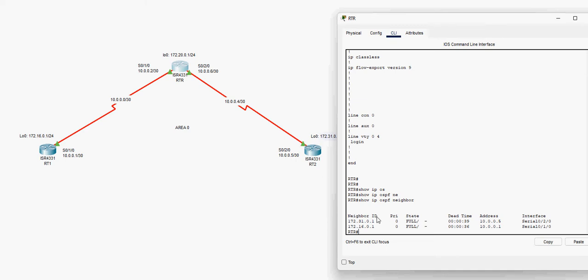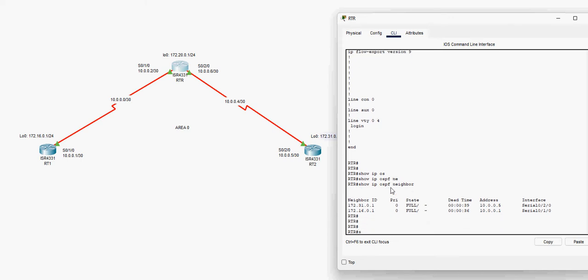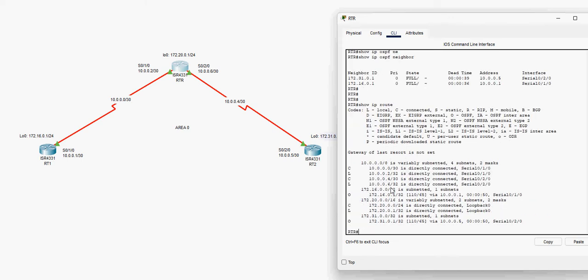Now, if we have many loopback interfaces, it's going to use the highest IP address of all those configured in the loopback interfaces. But in this case, we have one loopback interface configured in RT1. That's why things work like that. So now let's just display the routing table. And this is what we have.